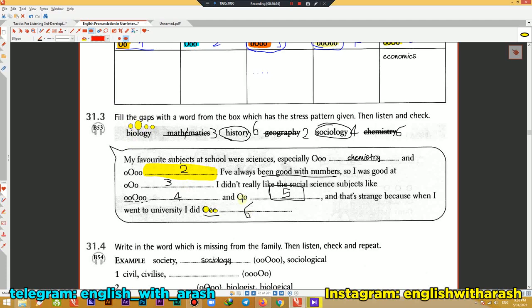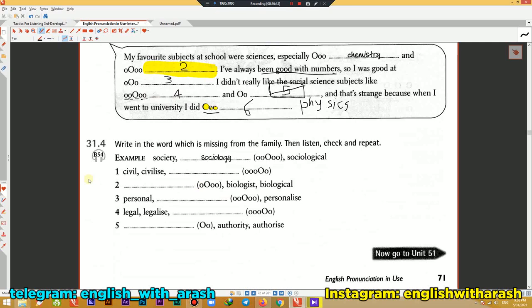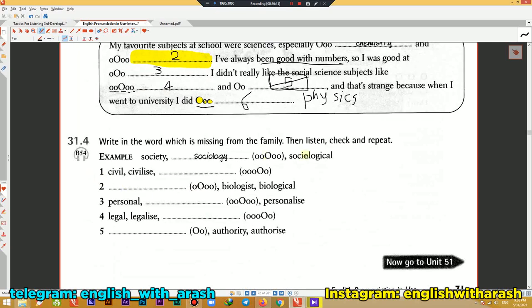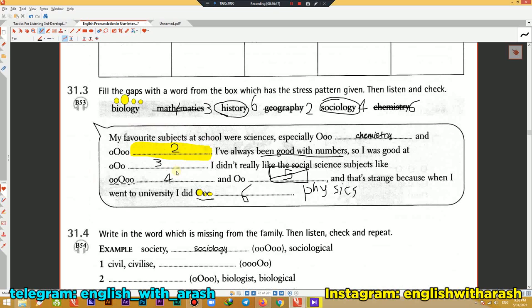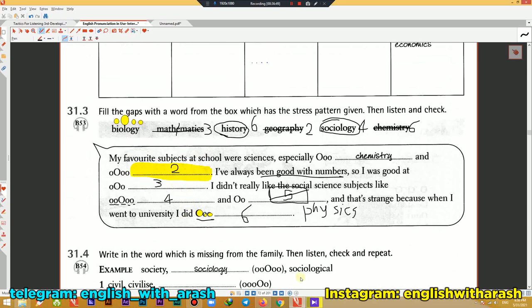So, I don't know. Data, we have a problem. We don't have data. Because there is no two-syllable words here. All the words here are three syllables or more than three syllables. So here you can write something you like. For example, you can write physics. But there is no other thing you can write in the list. The last part. Writing the words which is missing from the family. Then listen and check. Here we can also listen and check. Let's listen and see what is the answer.